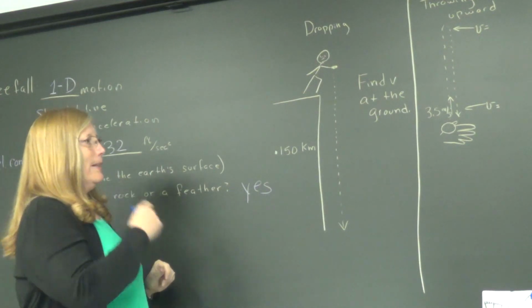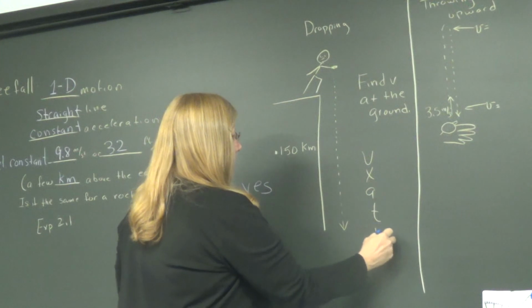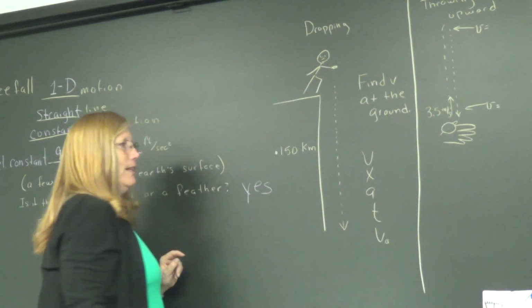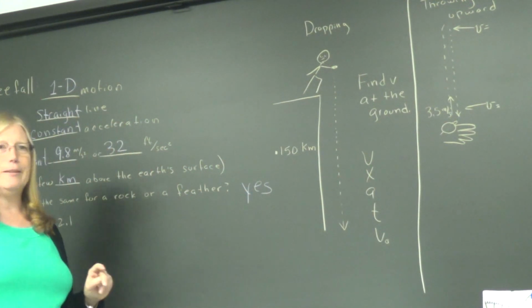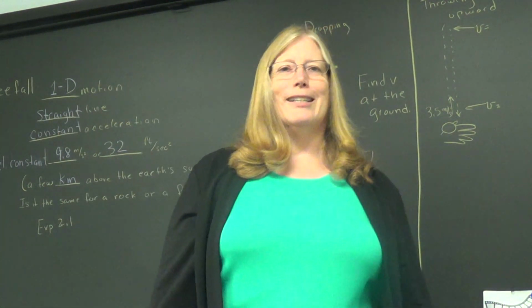All right, so let's do our list. v, x, a, t, v sub o, and 1, 2, 3, 4, 5. That's all of them. Oh wait, do we have to shut down? Yeah. Okay, Brandon, we'll pick it up on part 2.